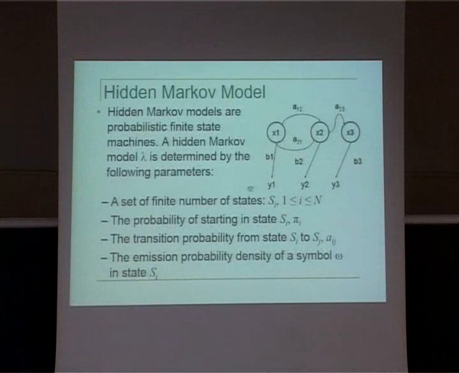A hidden Markov model lambda is determined by the following parameters. The first parameter is a set of a finite number of states. So we have states in a hidden Markov model, and a finite number of them. These states are indicated here with circles. So x1, x2, and x3 are our states.